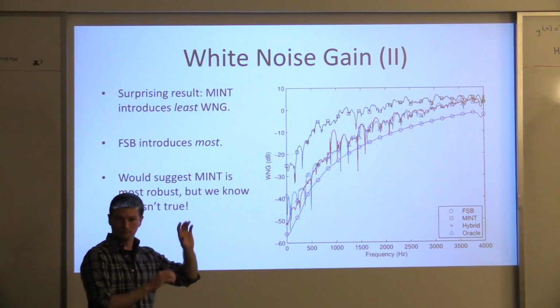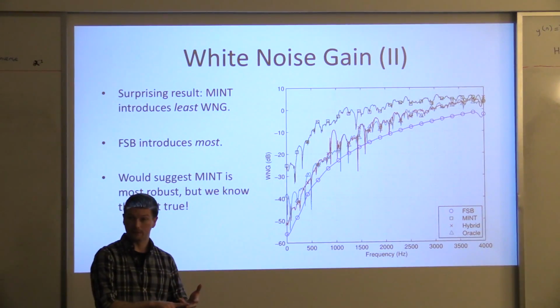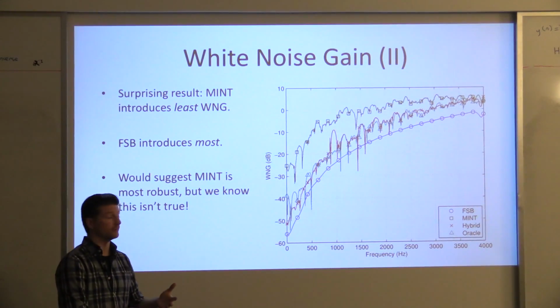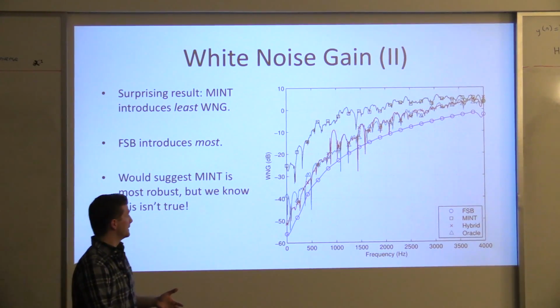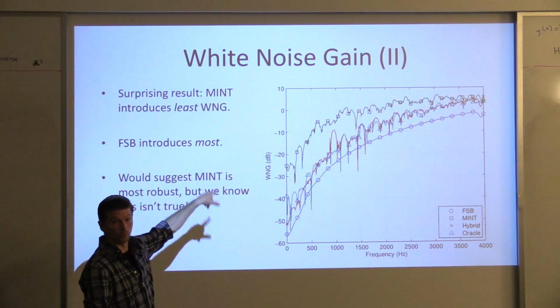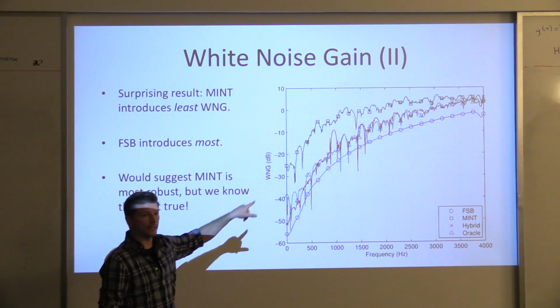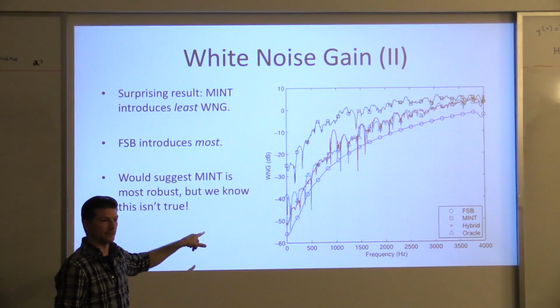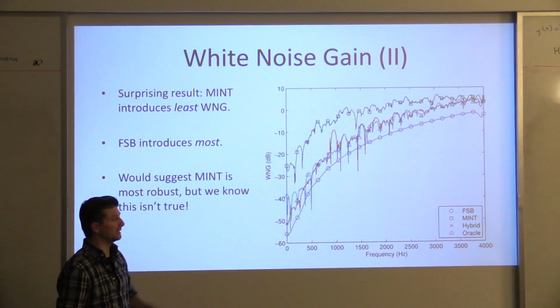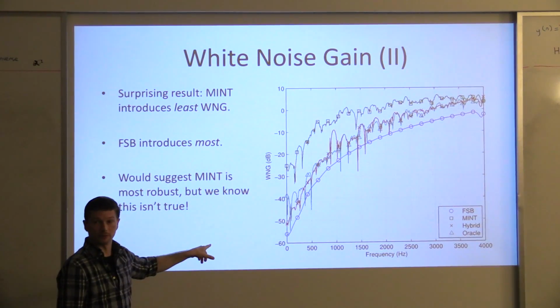So I set up that scenario and got the solution for MINT, for the filter-and-sum beamformer, for the hybrid solution, and the Oracle solution. And this is the white noise gain that results. We've got frequency along the x-axis, and then on the y-axis is the white noise gain. The blue line is a pretty classic curve. This is the kind of thing that you would see in a textbook on beamforming. What we see is that the white noise gain gets worse at low frequencies.